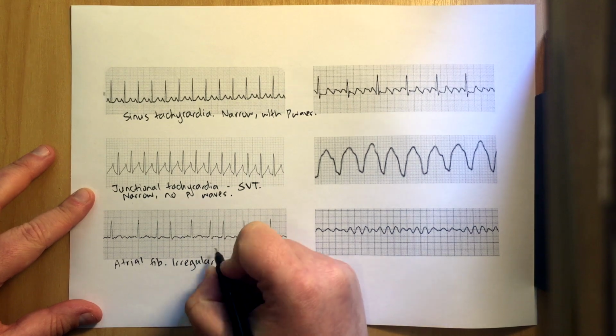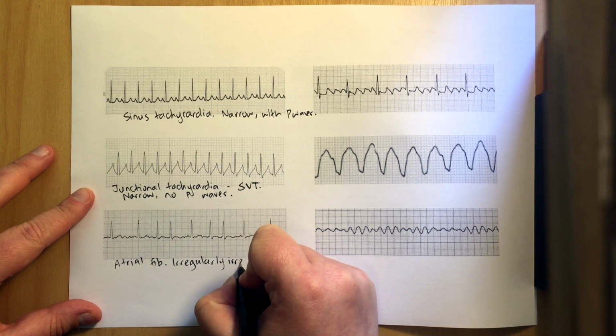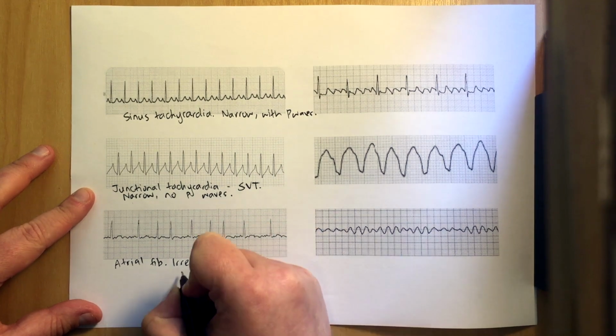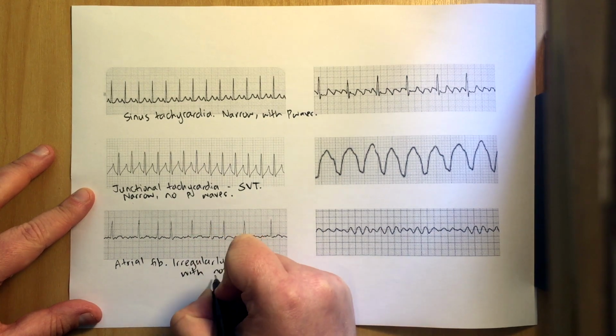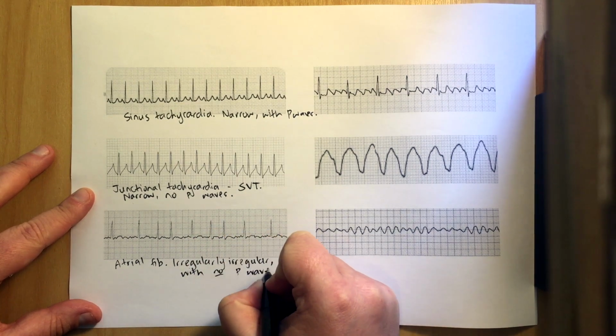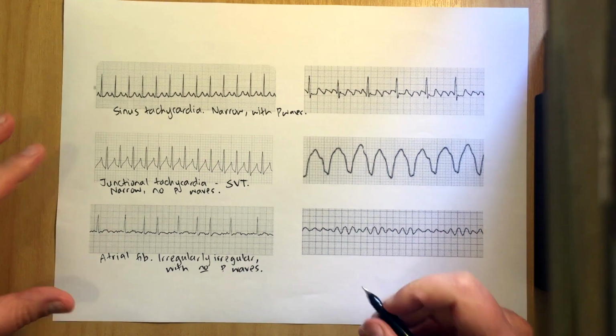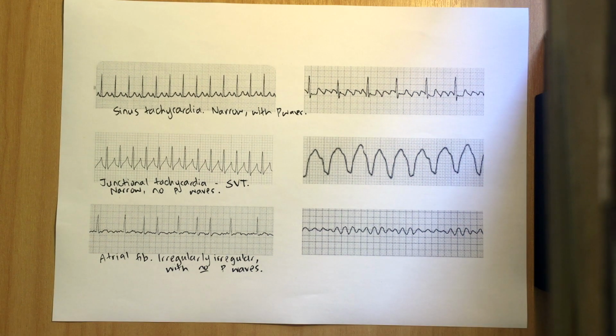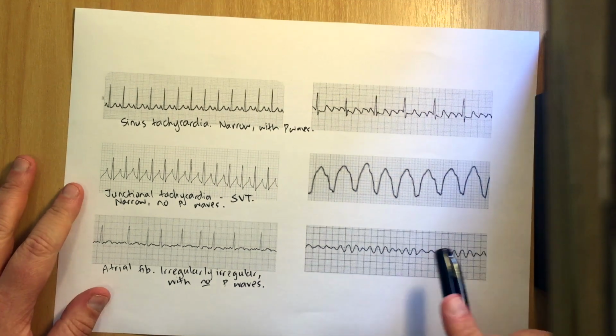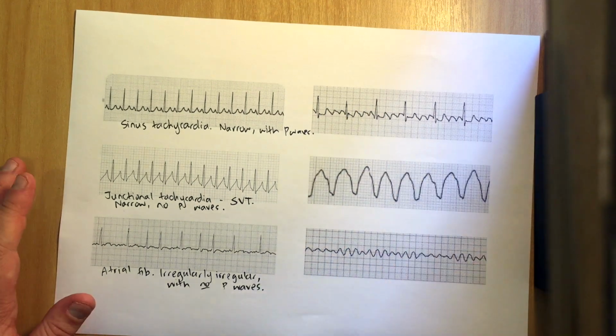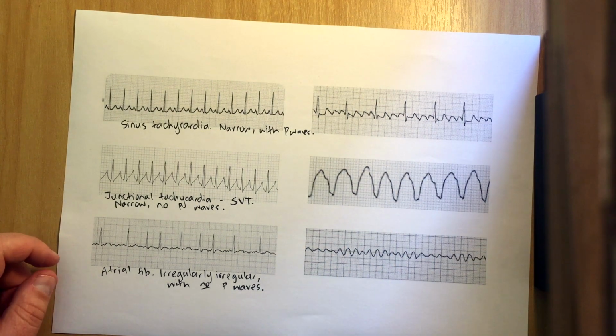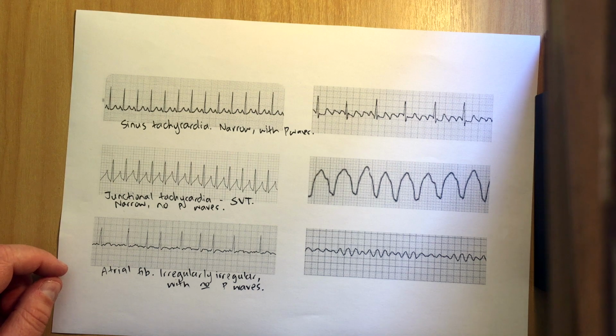So this is atrial fibrillation. It's irregularly irregular with no P waves. All right, so this next one up here, is it fast or slow? It's probably okay. It's probably about 75 as well, isn't it?